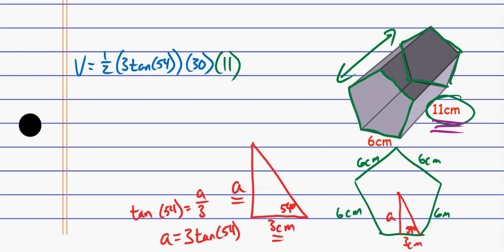And now this is a job for my calculator. Make sure your calculator is in degrees, and let's plug away. Let's see, 1/2 times the 3 times the tangent of 54 degrees, and then times the 30 and the 11. Okay, so I plug everything in, and I get volume equals 681.31, and that's cubic centimeters.